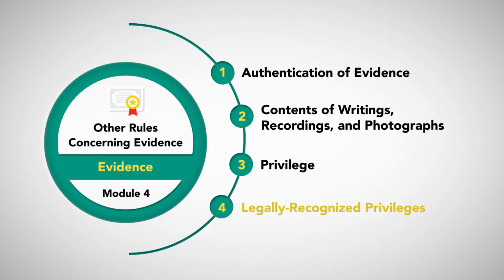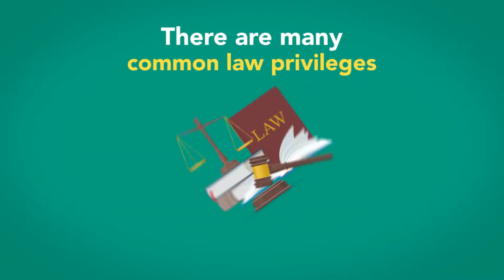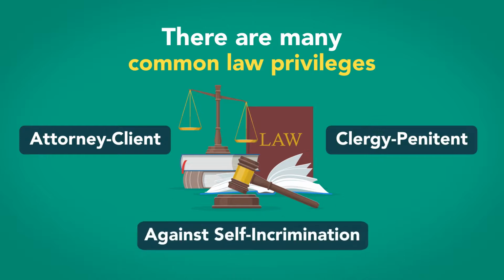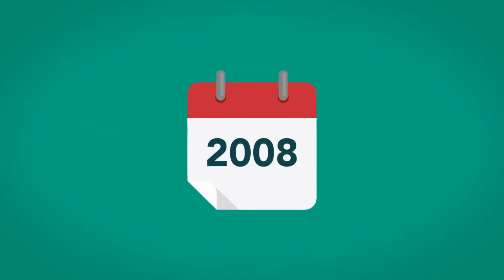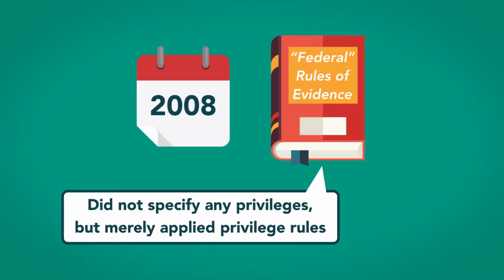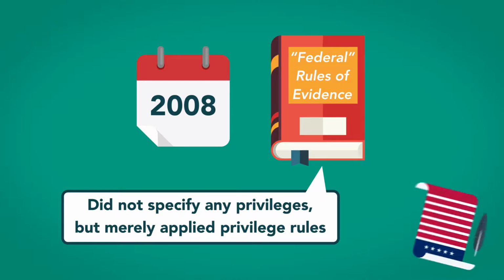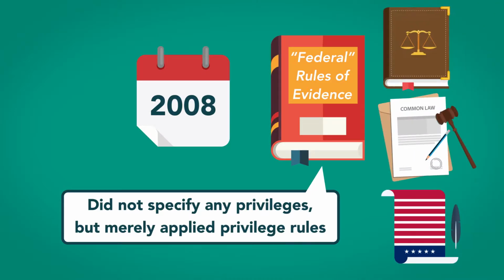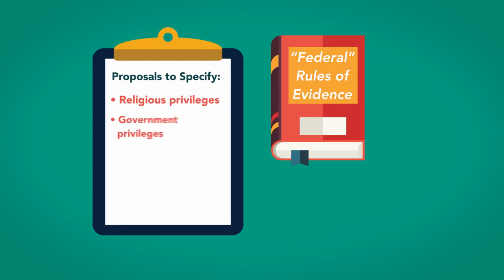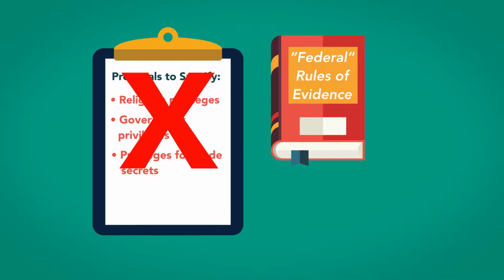Legally recognized privileges. There are many common law privileges, including attorney-client, clergy-penitent, and the privilege against self-incrimination under the Fifth Amendment. Until 2008, the Federal Rules of Evidence did not specify any privileges, but merely applied the privilege rules under the Constitution, common law, or state or federal law. There were proposals to specify religious privileges, government privileges, privileges for trade secrets, and others, but these were not enacted.